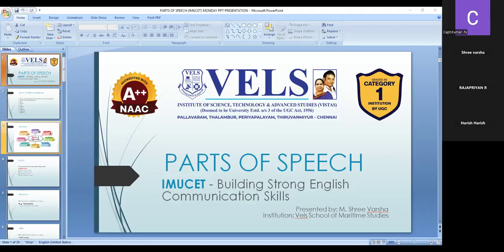Joins words or sentences. Examples: and, but, because, or. So basically, conjunctions represent the connecting words, right? So what does the conjunction do in this sense? It joins words or sentences. There is a major role which the conjunction is going to play. Let me see the examples now.